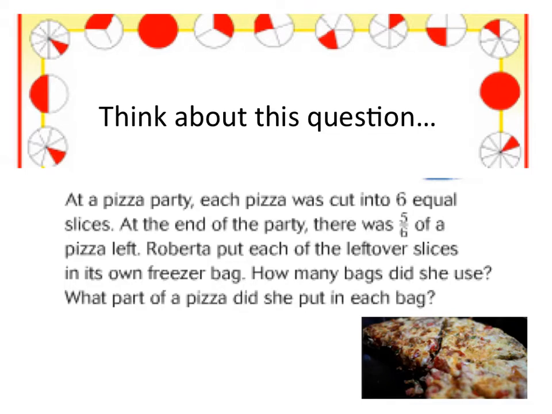At a pizza party, each pizza was cut into 6 equal slices. Oh, I'm already hungry. At the end of the party, there was 5/6 of a pizza left. Roberta put each of the leftover slices in its own freezer bag. How many bags did she use? What part of the pizza did she put in each bag? Let's use what we know about multiplication to help us solve this problem.